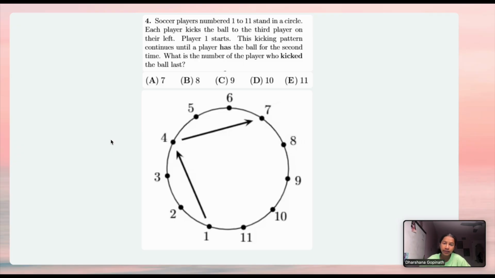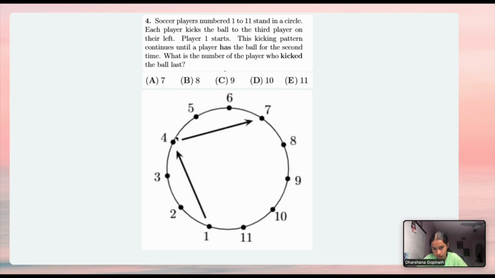So when they're asking the number of the player who kicked the ball last, they're really asking who kicks the ball back to player 1, because that's who starts. So we can just continue this pattern until we do find that. So they said third player to their left.